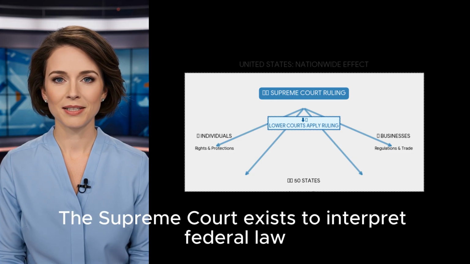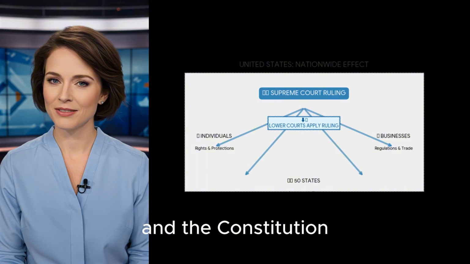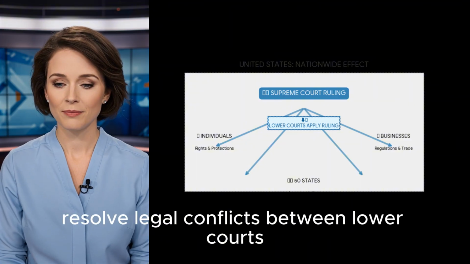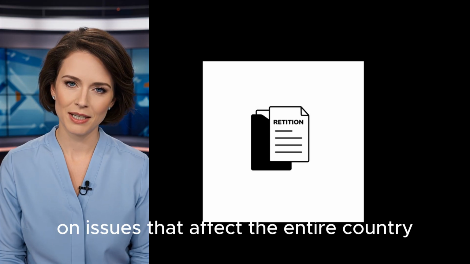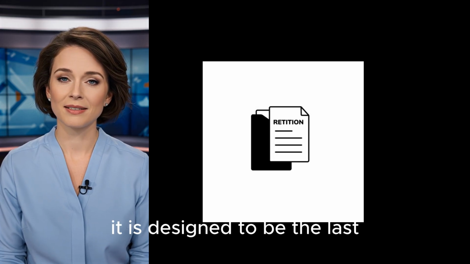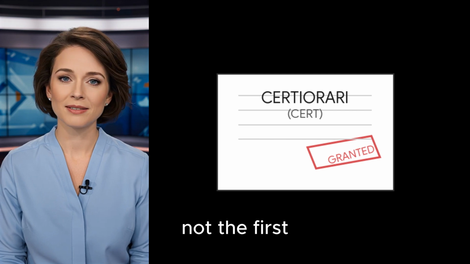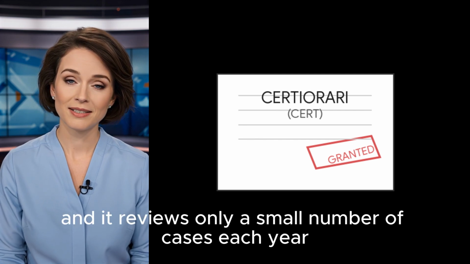The Supreme Court exists to interpret federal law and the Constitution, resolve legal conflicts between lower courts, and provide final answers on issues that affect the entire country. It is designed to be the last step in the judicial system, not the first, and it reviews only a small number of cases each year.